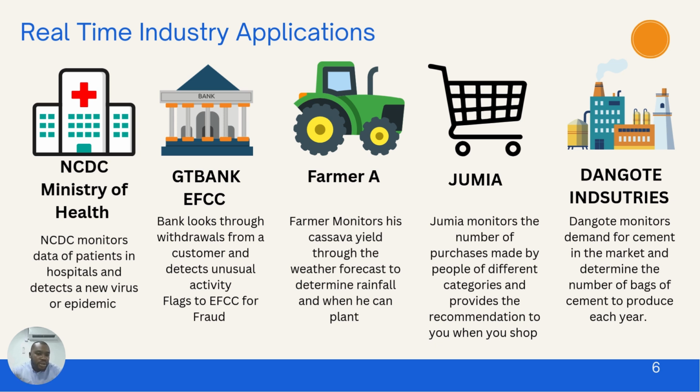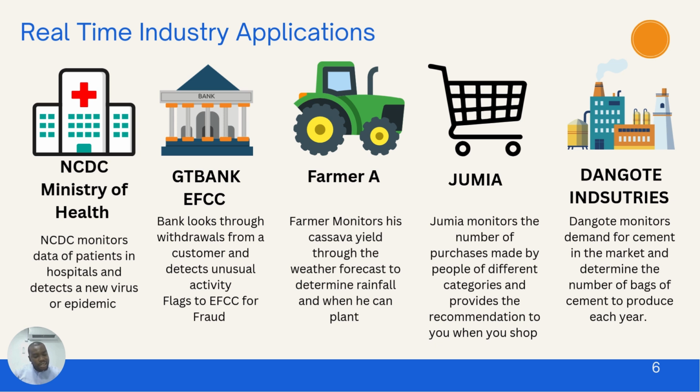Jumia, for example, monitors the number of purchases made by people of different categories and provides recommendations to you when you shop. So, for example, you want to buy cement, or let's say you want to buy a shoe. Jumia has a catalog or data of the number of people who have bought certain shoes, where they are located, their age, their demographics, and all that, and uses that to now say, look, based on what we have seen, we recommend ABC products to you, which is why sometimes when you go online, there are things you're already looking for in your head, and the system is already picking it, right?